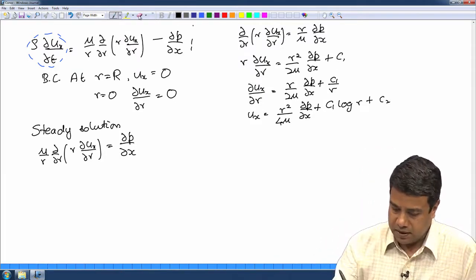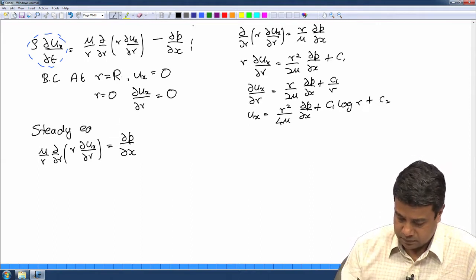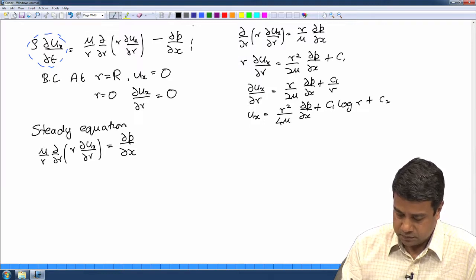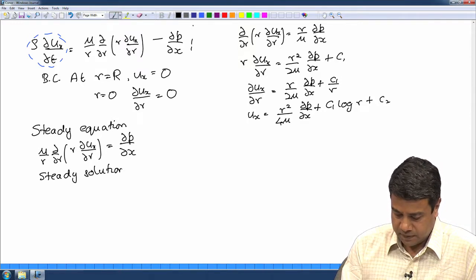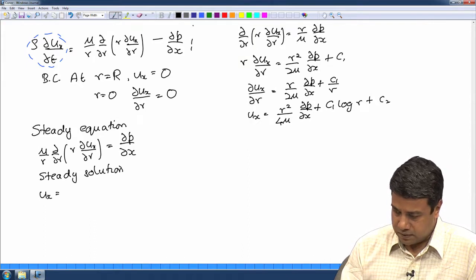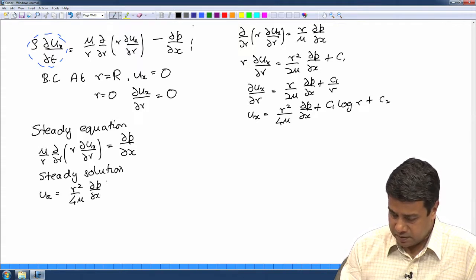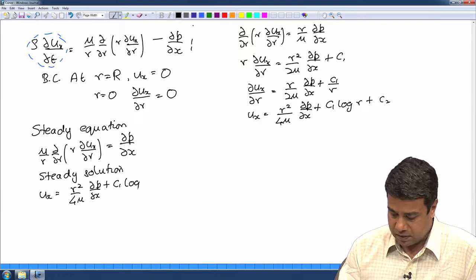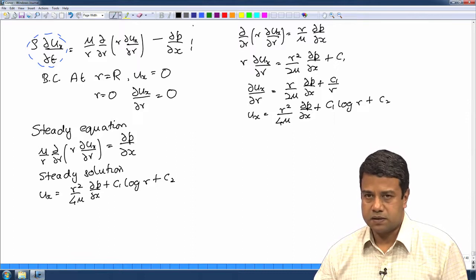So, for this steady equation, the steady solution is ux is equal to r square by 4 mu partial p by partial x plus C1 log r plus C2, and the constants C1 and C2 have to be determined from the boundary conditions.